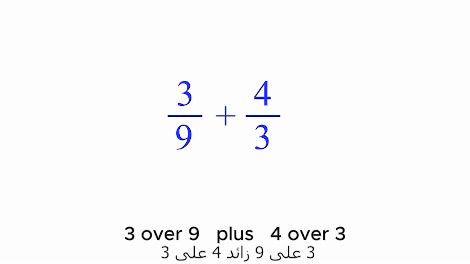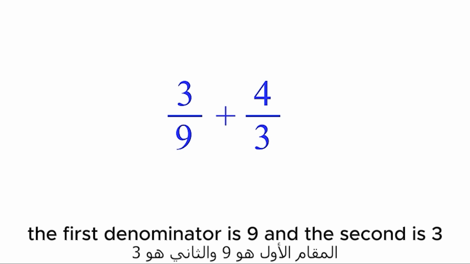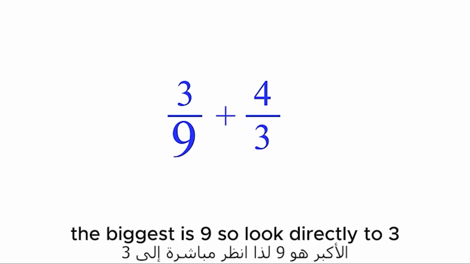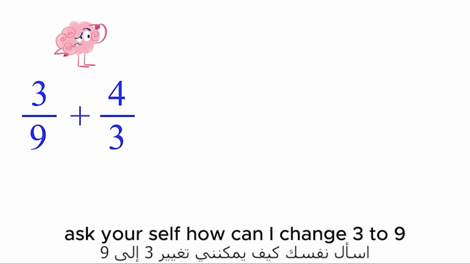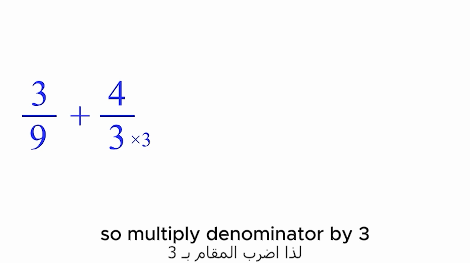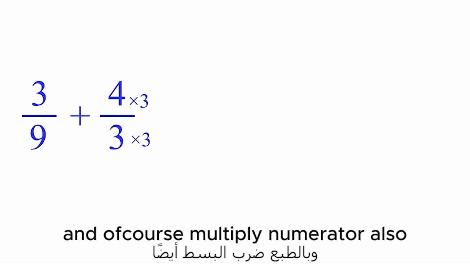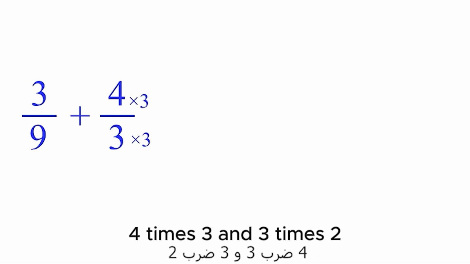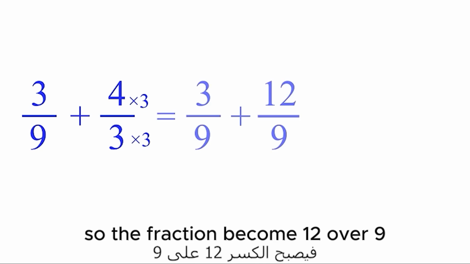3 over 9 plus 4 over 3. The first denominator is 9 and the second is 3. The biggest is 9, so look directly to 3. Ask yourself, how can I change 3 to 9? Very good, if you multiply 3 by 3 you get 9, so multiply the denominator by 3, and of course multiply the numerator also. 4 times 3 and 3 times 3, so the fraction becomes 12 over 9.